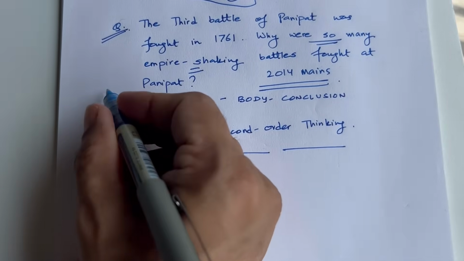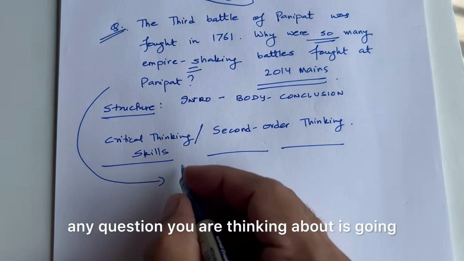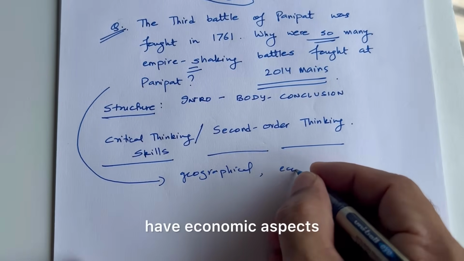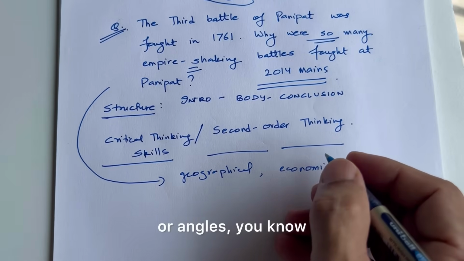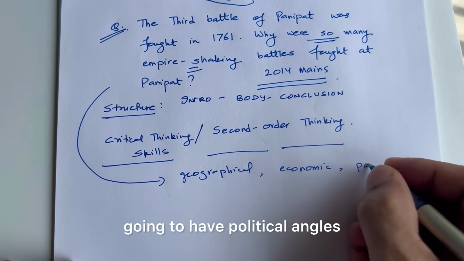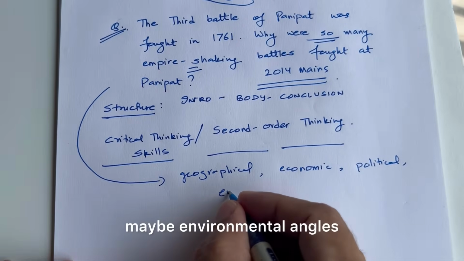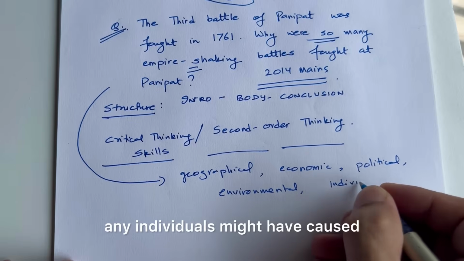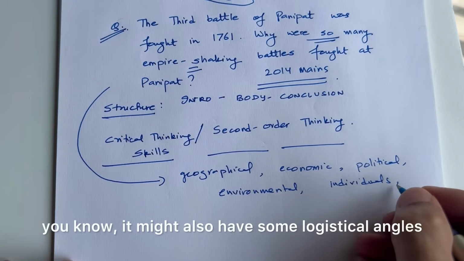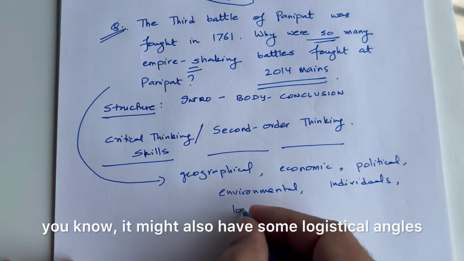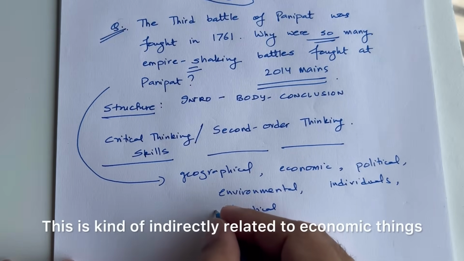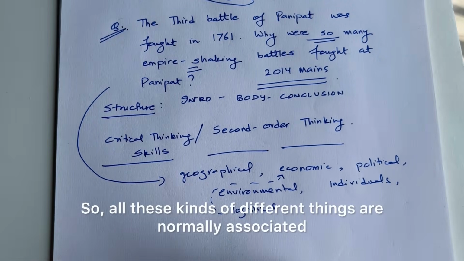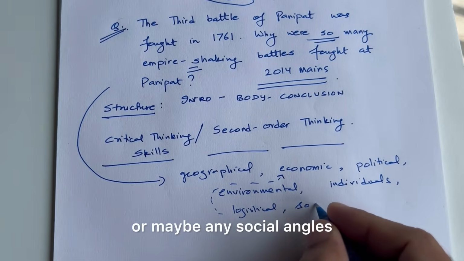See, normally any question you are thinking about is going to have geographical factors, possibly, especially a history question. It is going to have economic aspects or angles, different angles we are thinking about. It is going to have political angles, maybe environmental angles, any individual angles. Any individuals might have caused that to happen for whatever reasons. It might also have some logistical angles. This is kind of indirectly related to economic things. So all these different things are normally associated, or maybe any social angles.